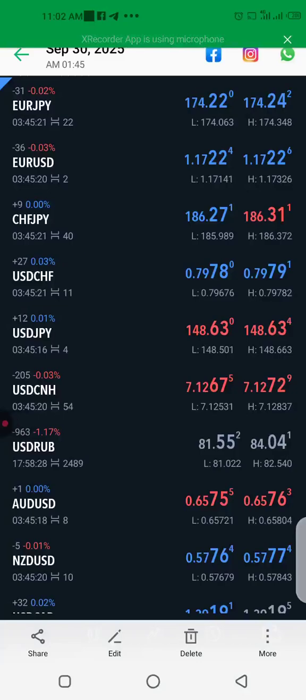The forex market is always open 24 hours in a day and 5 days in a week. Now, unlike the cryptocurrency market where it operates 24 hours a day, 7 days in a week, the forex operates 5 days in a week and it opens 24 hours in a day.